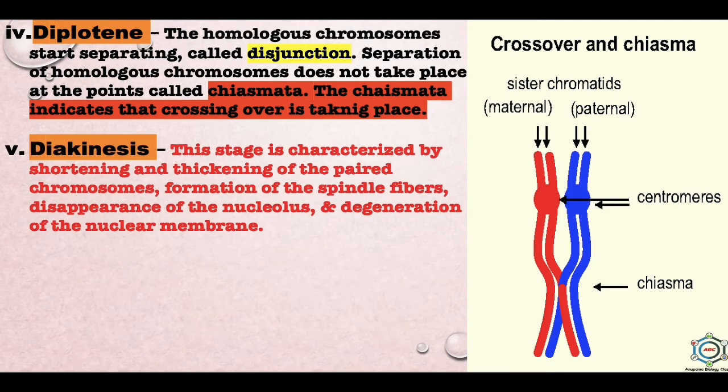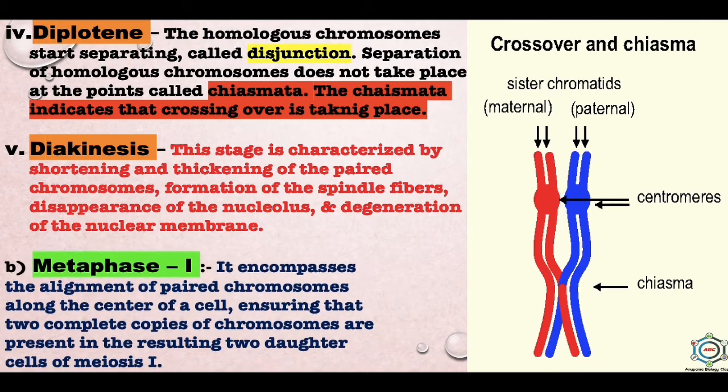Next is the diakinesis. This stage is characterized by the shortening and thickening of the paired chromosomes, formation of the spindle fibers, disappearance of the nucleolus, and the degeneration of the nuclear membrane. So these are the characteristic features of diakinesis.